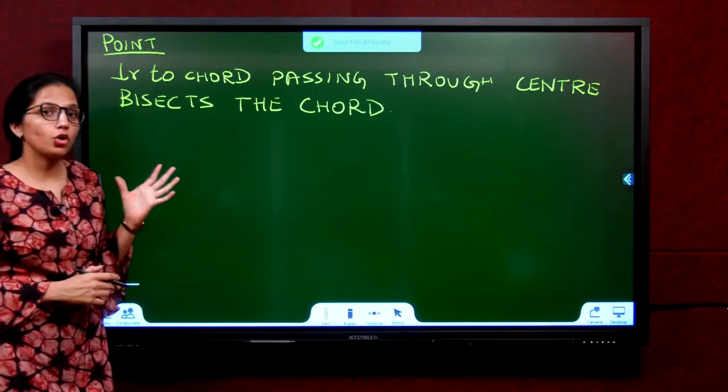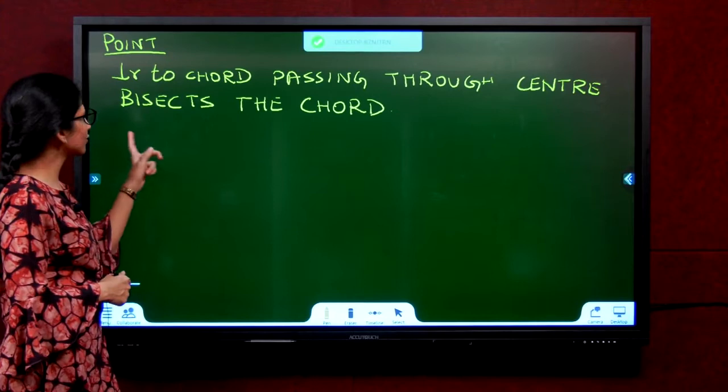Point to remember, this is from your lower classes. A perpendicular to a chord passing through the center bisects the chord.